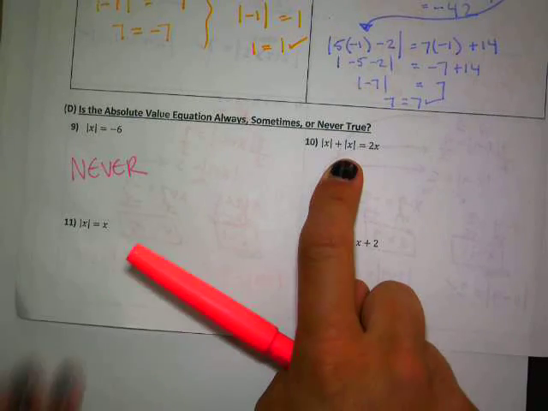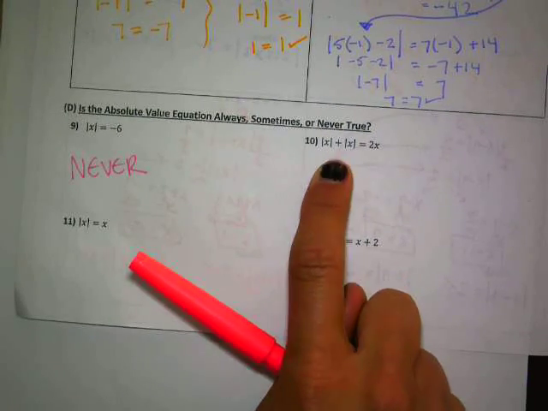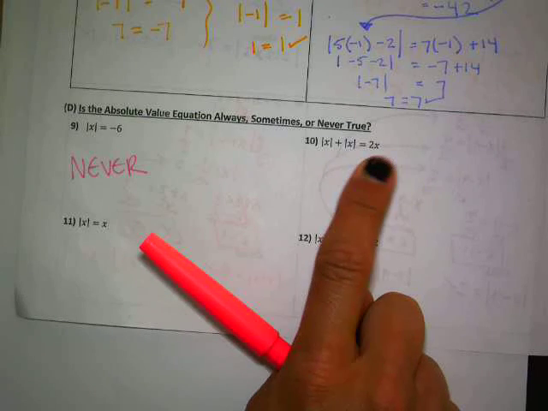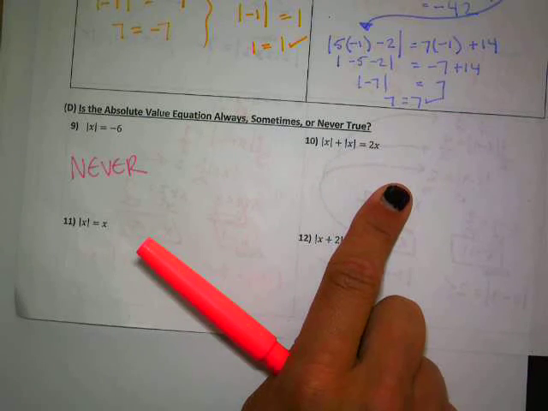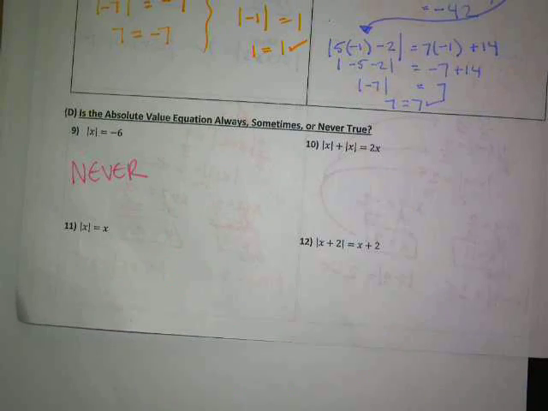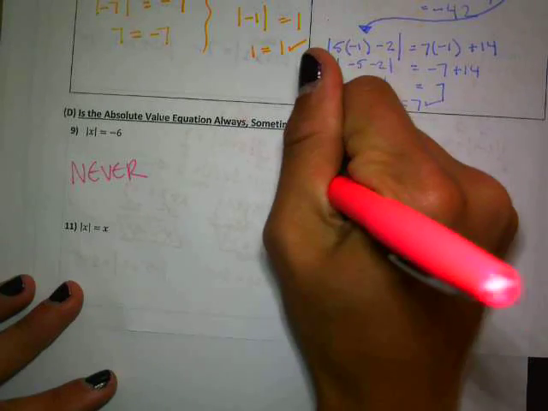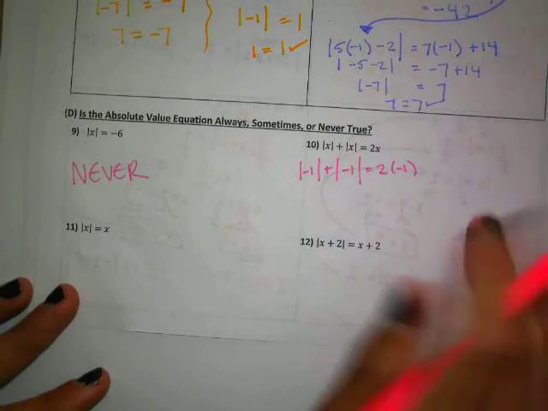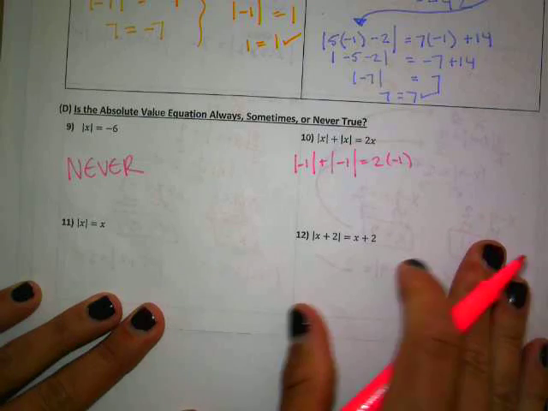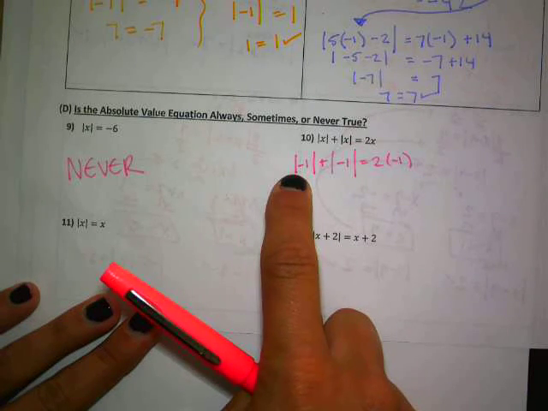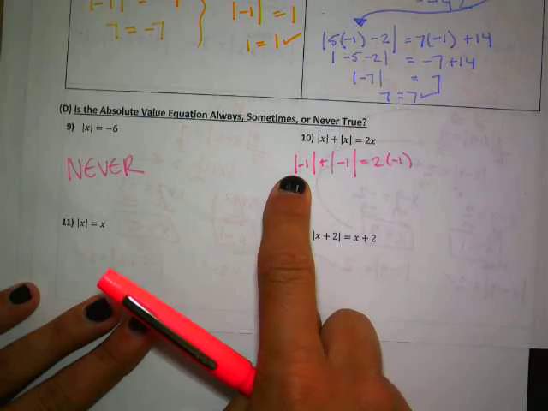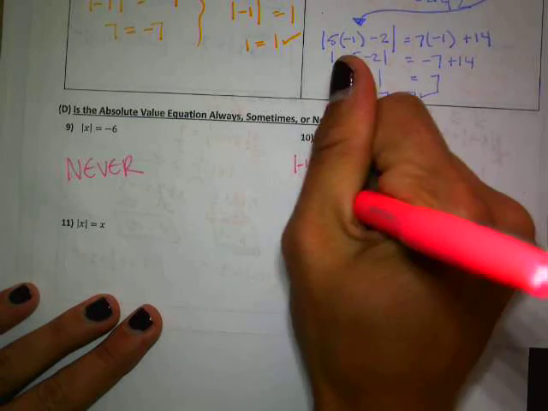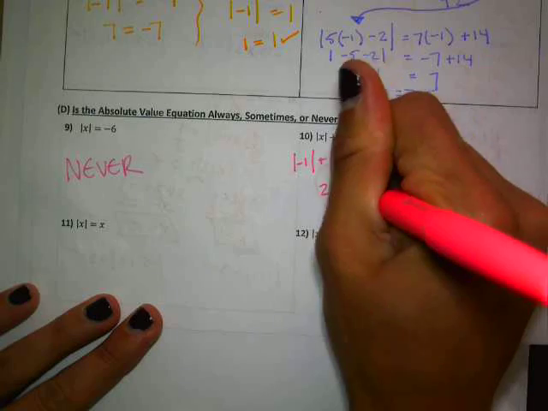Number 10. Absolute value of x plus the absolute value of x equals 2x. Sometimes, because they could times the 2x by a negative. Right, very good. So sometimes, because if x was negative, just pick a negative number. It doesn't matter what. Let's say -1, because 1's always easy to work with. If I plug -1 in here, the absolute value bar is always meant to be positive, so 1 plus 1 is 2. 2 times -1 is -2.